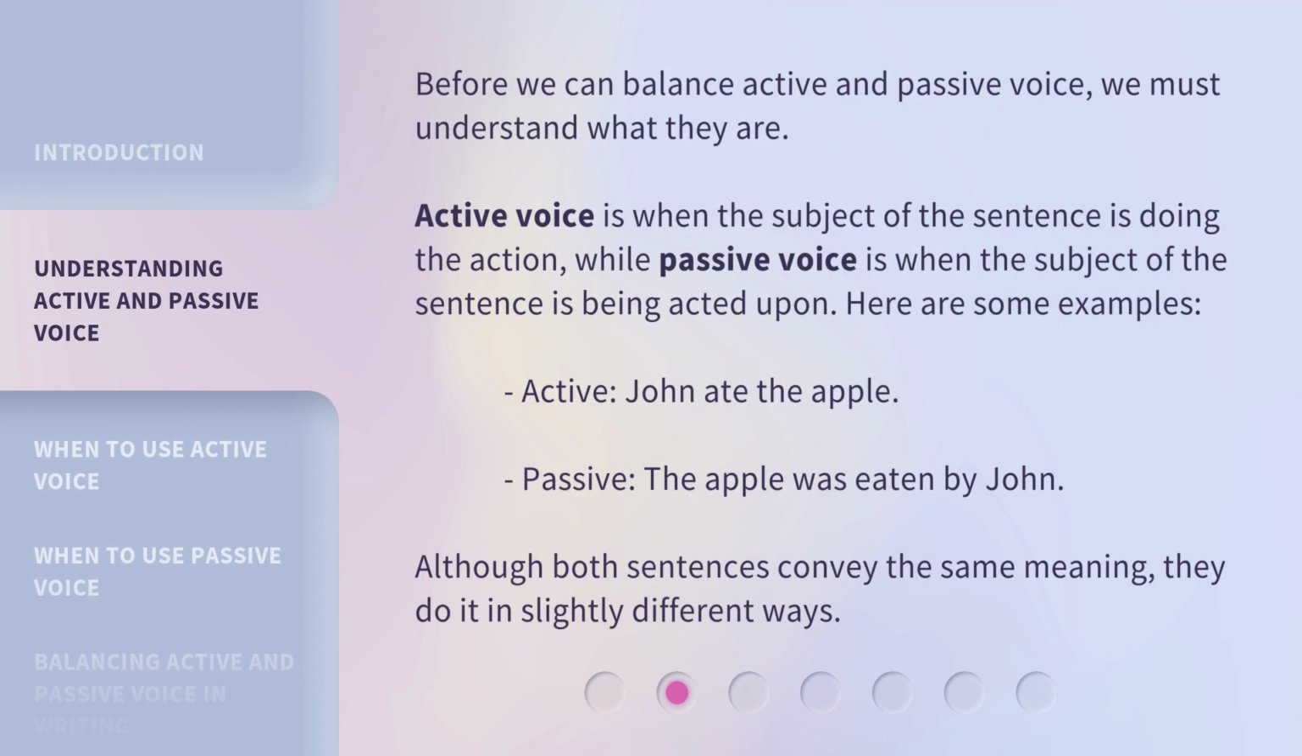Before we can balance active and passive voice, we must understand what they are. Active voice is when the subject of the sentence is doing the action, while passive voice is when the subject of the sentence is being acted upon. Here are some examples. Active: John ate the apple. Passive: the apple was eaten by John. Although both sentences convey the same meaning, they do it in slightly different ways.